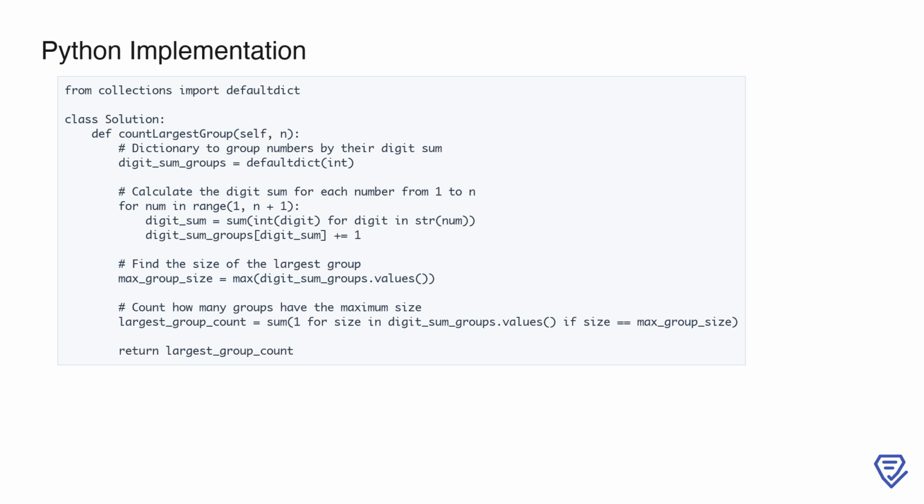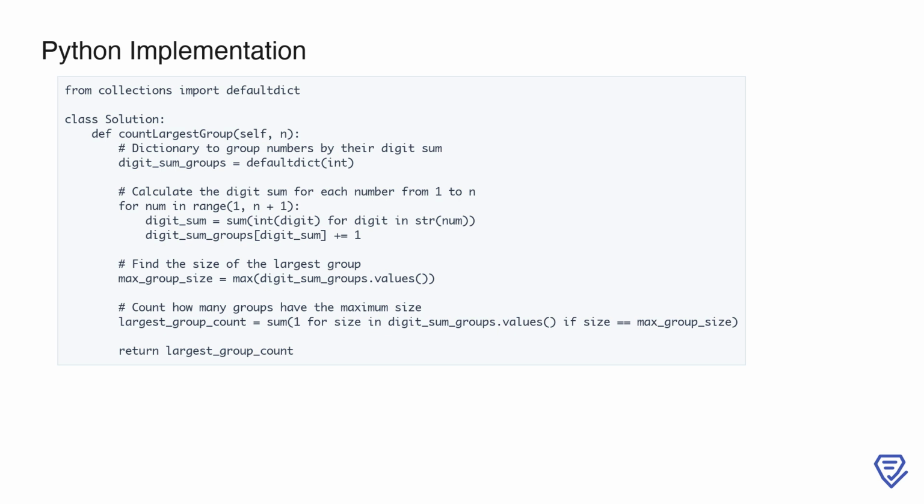7. Count largest groups. Next, we count how many groups have this maximum size. We do this by iterating through the dictionary values and summing up the number of entries that match max_group_size. 8. Return result. Finally, we return the count of the largest groups. This is the required output of the function.